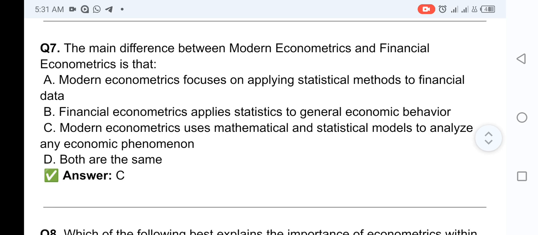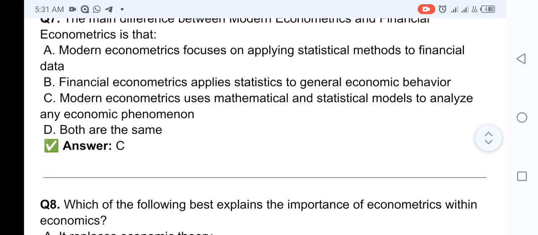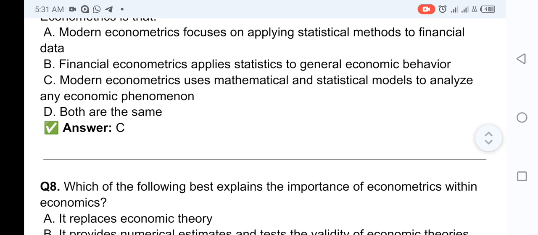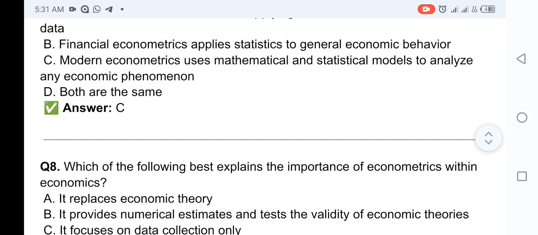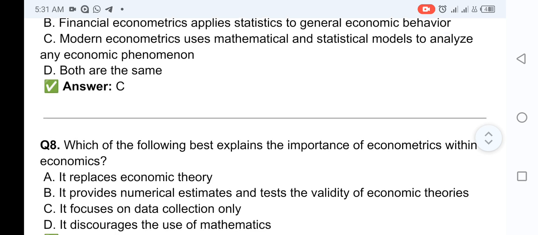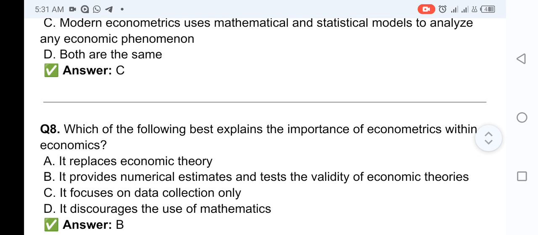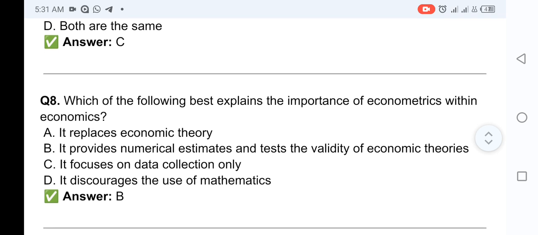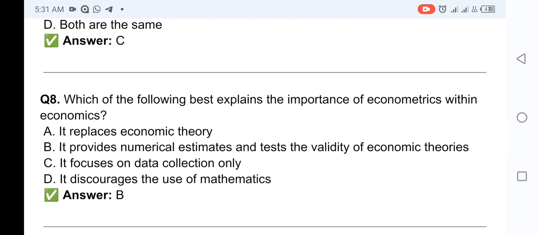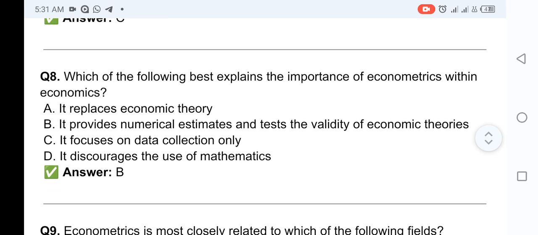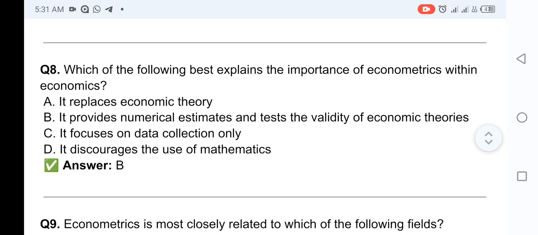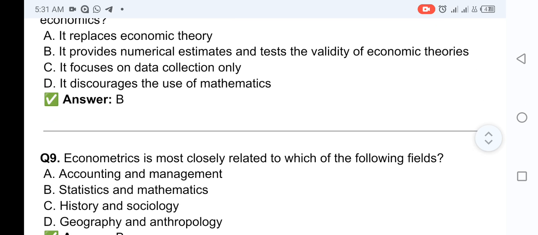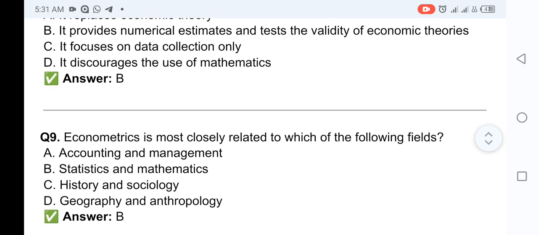Answer: C. Q8. Which of the following best explains the importance of econometrics within economics? A. It replaces economic theory. B. It provides numerical estimates and tests the validity of economic theory. C. It focuses on data collection only. D. It discourages the use of mathematics. Answer: B. Q9. Econometrics is most closely related to which of the following fields? A. Accounting and management. B. Statistics and mathematics. C. History and sociology. D. Geography and anthropology.